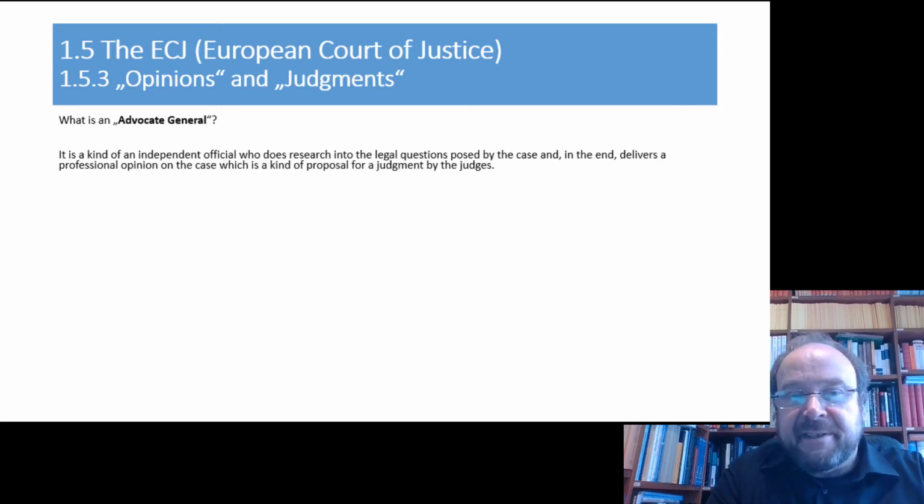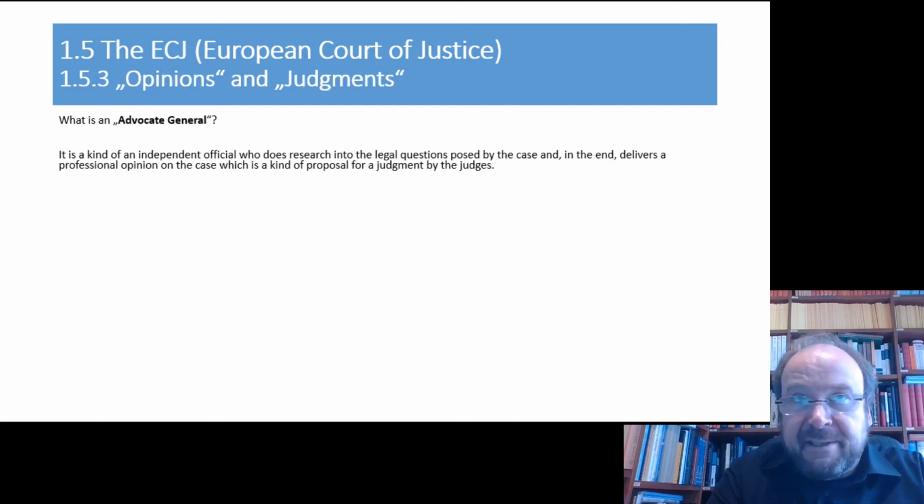The idea is, I believe, taken over from the French legal system. You know, for example, in Germany, when there is a criminal prosecution, there is, apart from the parties involved, also somebody who acts for the state as a state prosecutor.